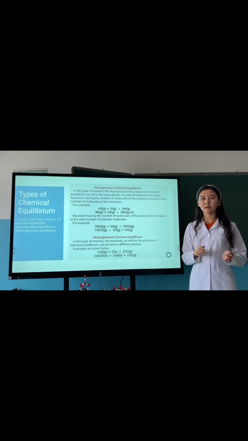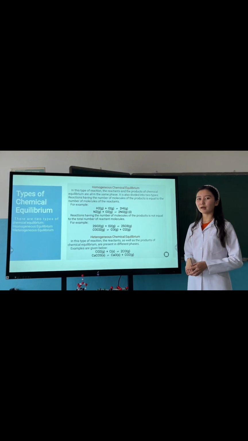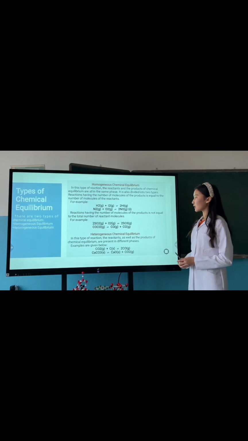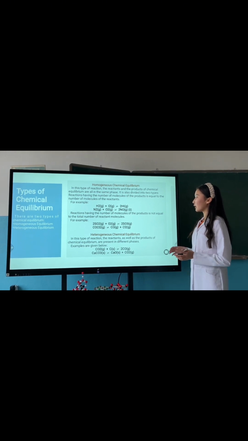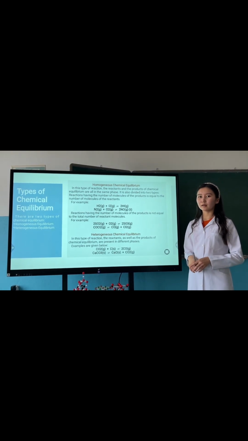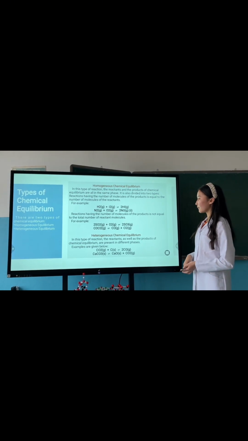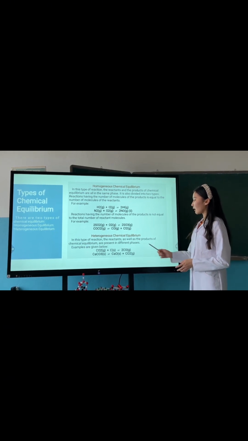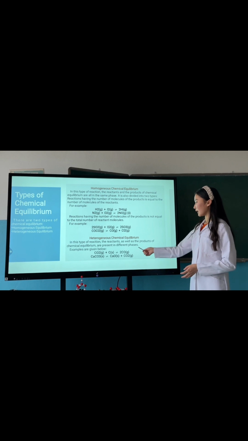Second, reactions in which the number of molecules of the products is not equal to the total number of reactant molecules. For example, two molecules of sulfur dioxide with oxygen gas form sulfur trioxide. Heterogeneous chemical equilibrium. In this type of reaction, the reactants as well as the products of chemical equilibrium are present in different phases. Examples are given below. Carbon dioxide is gaseous; with solid carbon it forms two molecules of carbon monoxide, which is gaseous.